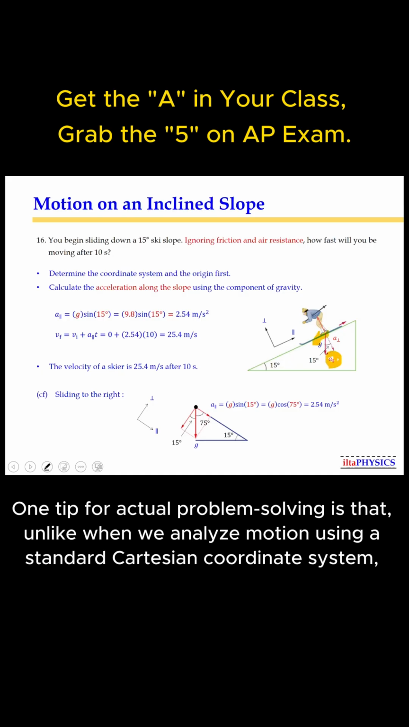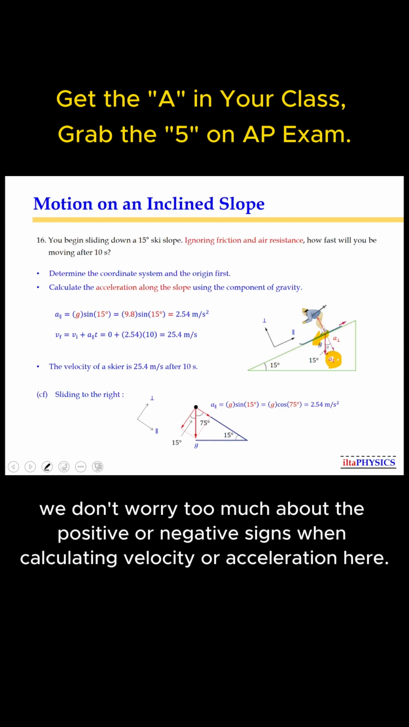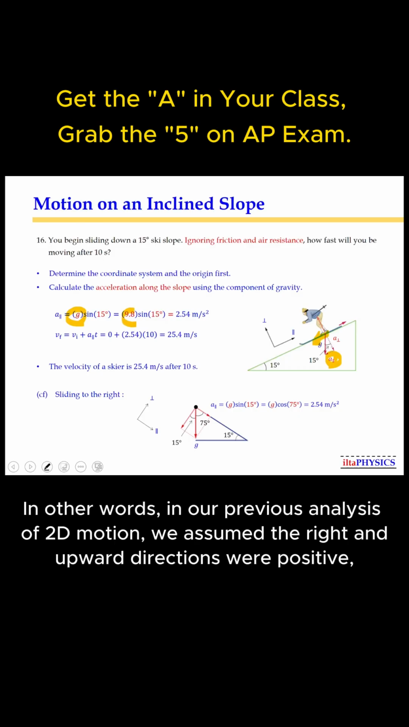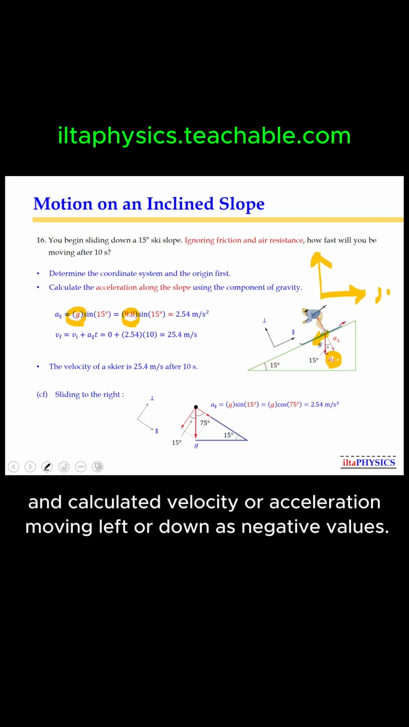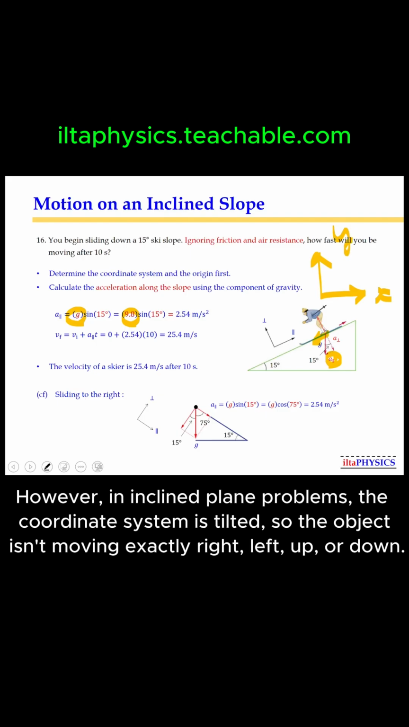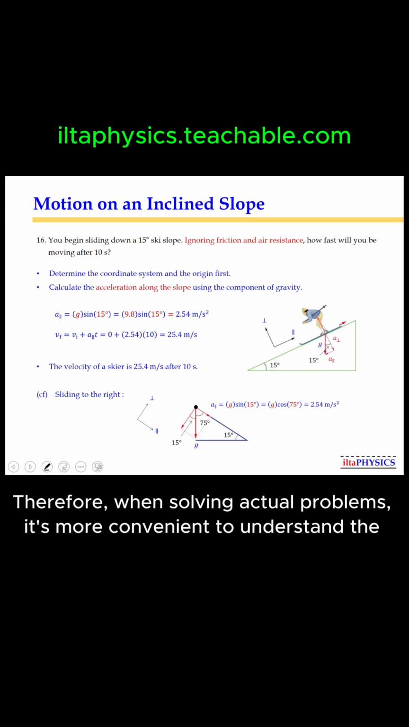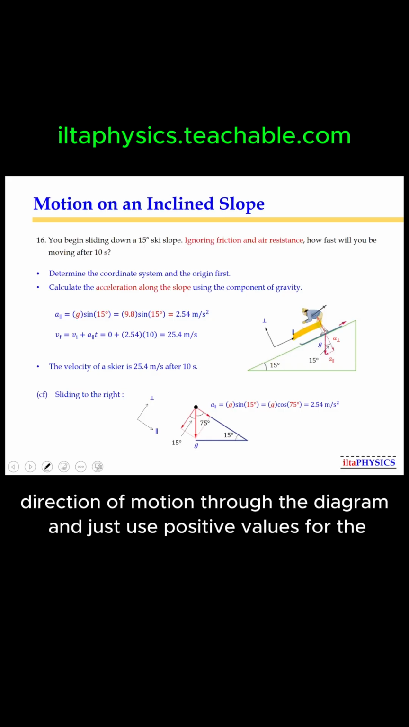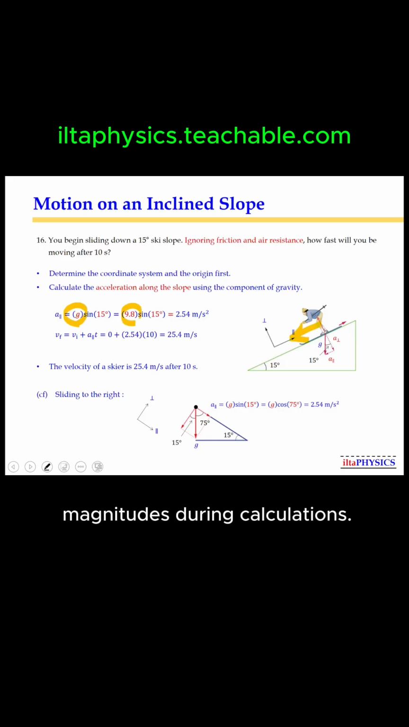One tip for actual problem solving is that, unlike when we analyze motion using a standard Cartesian coordinate system, we don't worry too much about the positive or negative signs when calculating velocity or acceleration here. In other words, in our previous analysis of 2D motion, we assumed the right and upward directions were positive, and calculated velocity or acceleration moving left or down as negative values. However, in inclined plane problems, the coordinate system is tilted, so the object isn't moving exactly right, left, up, or down. Therefore, when solving actual problems, it's more convenient to understand the direction of motion through the diagram and just use positive values for the magnitudes during calculations.